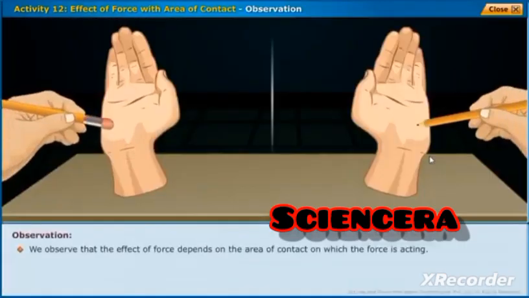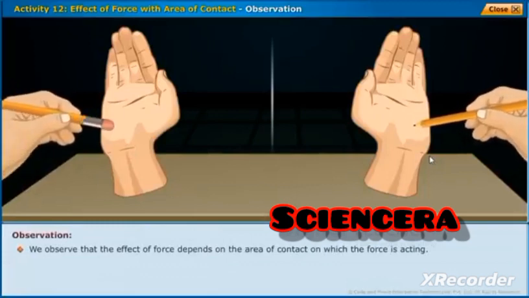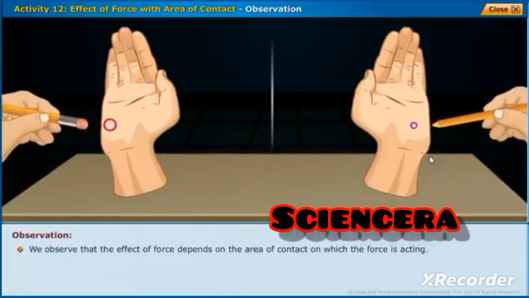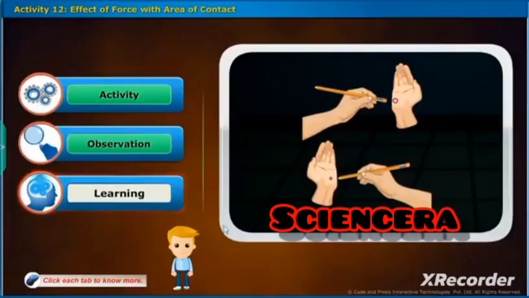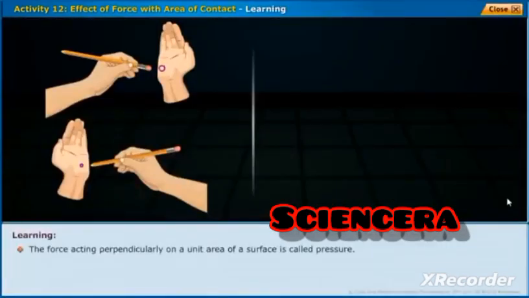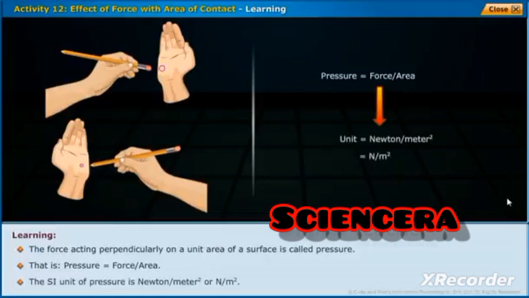We observe that the effect of force depends on the area of contact on which the force is acting. When there is a decrease in the area of contact of the force or load, then the effect of force increases and vice versa. The force acting perpendicularly on a unit area of a surface is called pressure. That is, pressure is equal to force by area. The SI unit of pressure is Newton per meter square, or N/m².